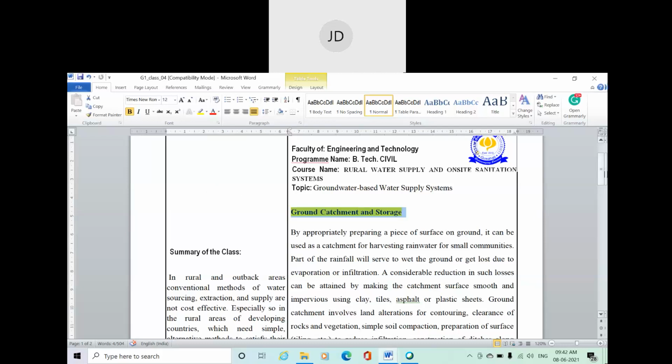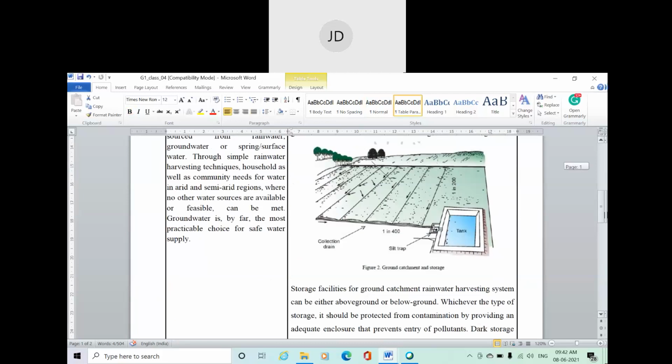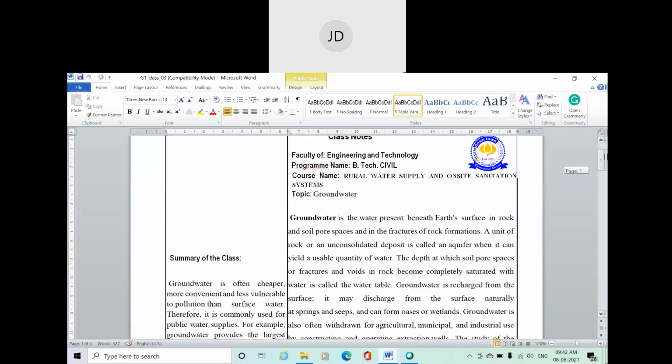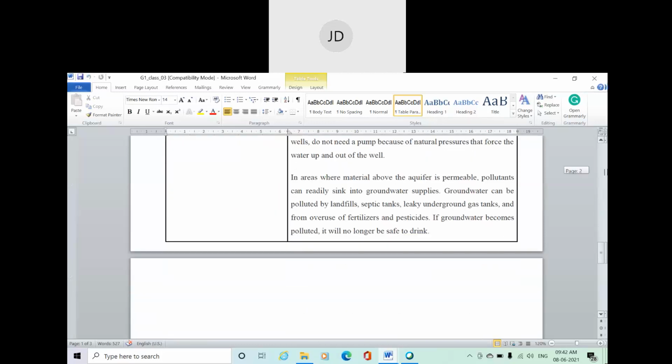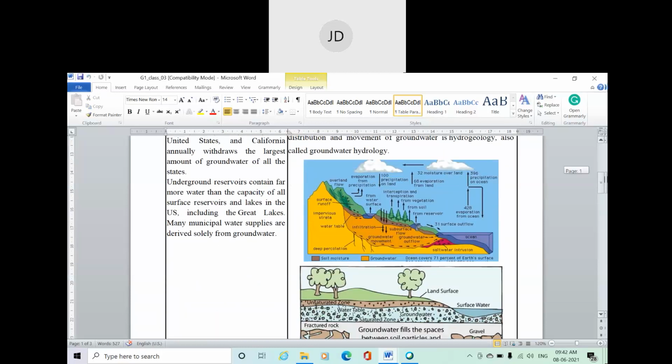Before going into the groundwater-based water supply system, first of all you have to understand what groundwater is. Let's go back here. I will not go into very much detail about what groundwater basically is. I will share this note, you can just read it yourself, but I will give you an overall summary of groundwater.